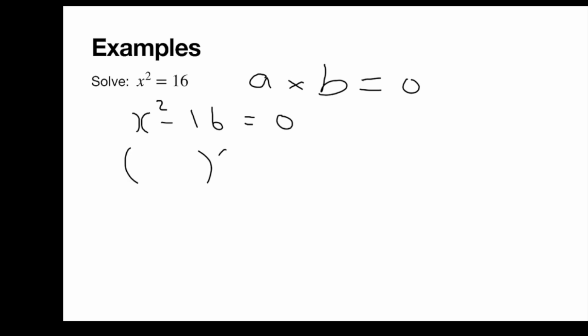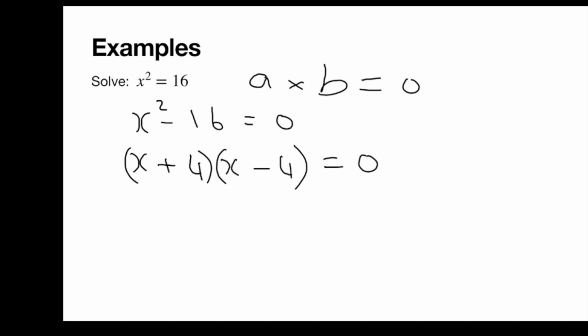Difference of two squares, so we draw brackets, and then in one bracket we put a plus sign, in the other bracket we put a minus sign. Then we take the square root of those terms. The square root of x squared is equal to x, so x goes to the left, and the square root of 16 is 4, so 4 goes to the right.